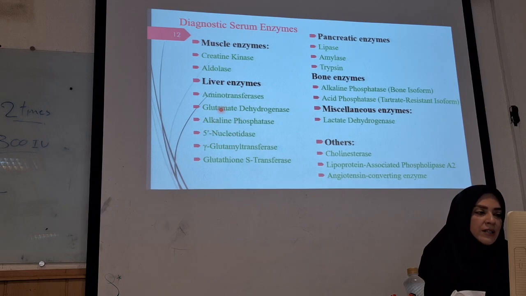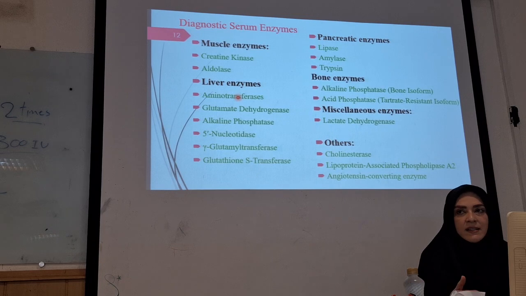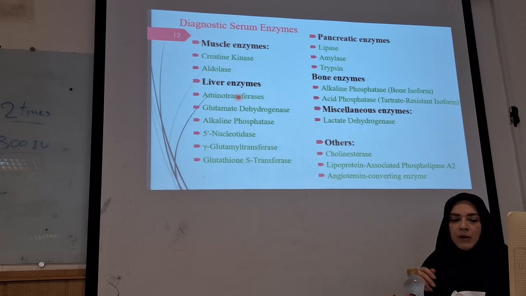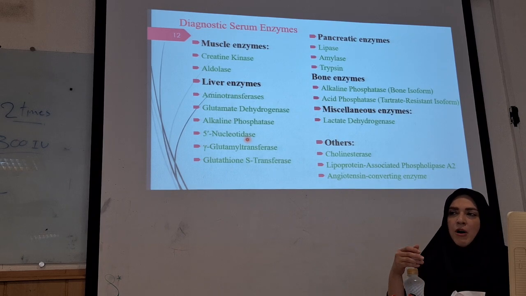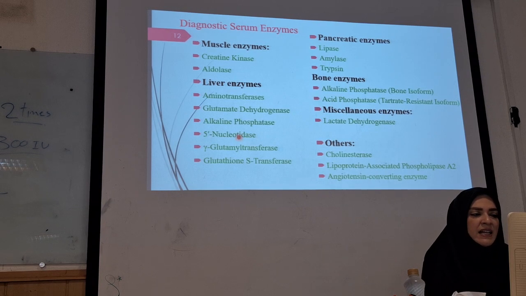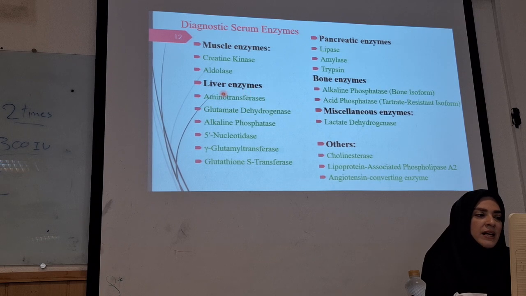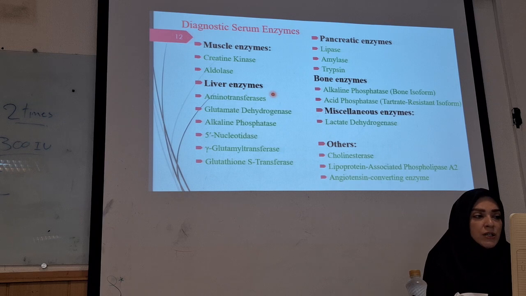Some of them are clinically important. So in the next slide, I will focus not on all of them, okay? Because, for example, 5-nucleotidase is a symptom of some specific disease. So you are not supposed to know the details of this enzyme, but you should know the name of the enzyme that is specific to the liver. In the next slide, I will introduce some details about some specific enzymes.